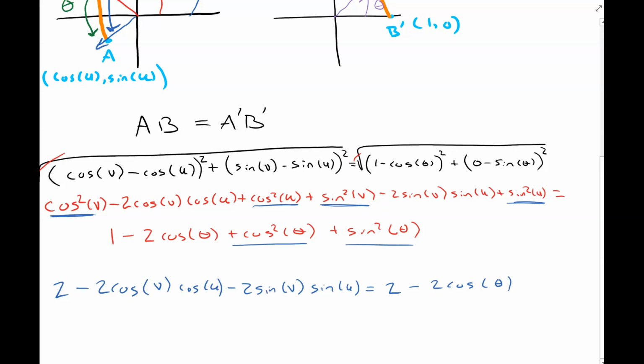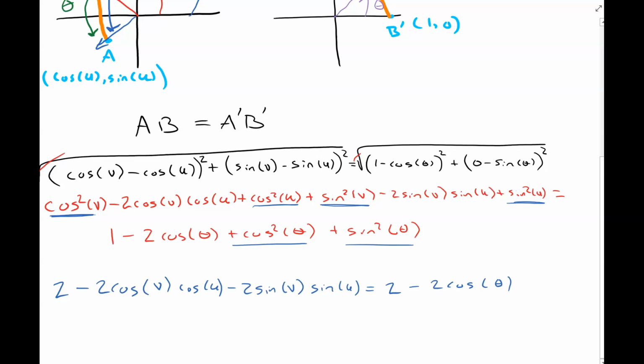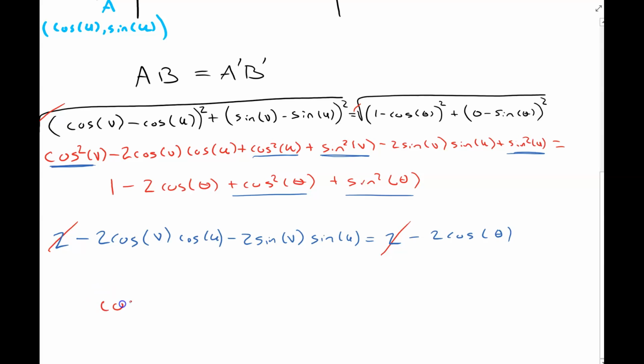What do you want to do next? How about we subtract 2 from both sides? What's that going to do? Get rid of those, right? Okay. What else can we do? How about we divide both sides by -2, right? That'll just clean things up a little bit.